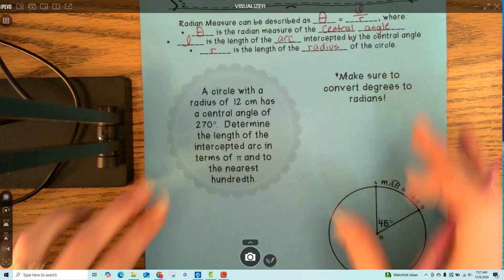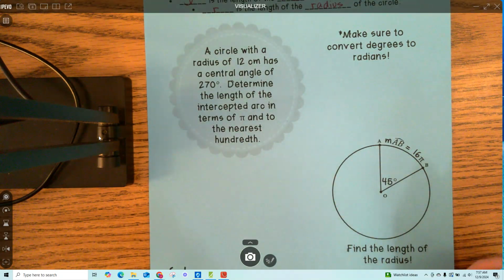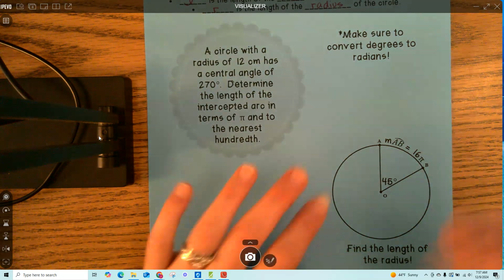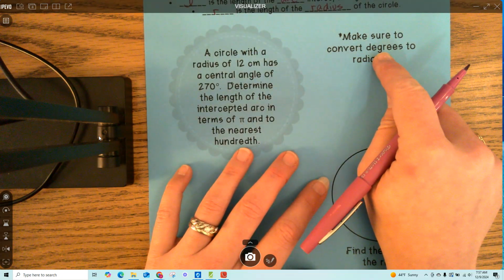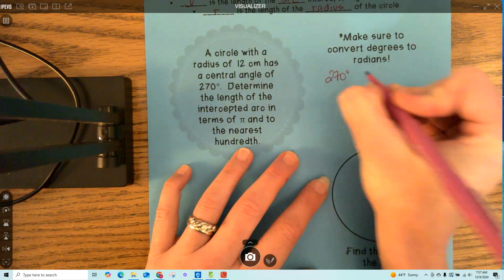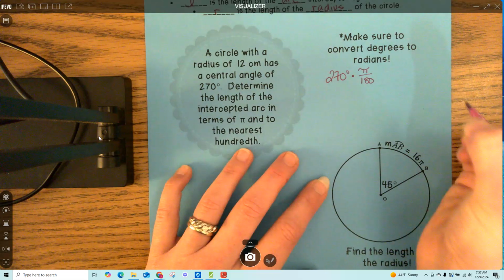So if we look at this first one, a circle with a radius of 12 centimeters has a central angle of 270 degrees. Determine the length of the intercepted arc in terms of pi and to the nearest hundredth. Before we do anything, we need to convert the 270 degrees to radians. To do that, if it's in degrees, we multiply it by pi over 180.